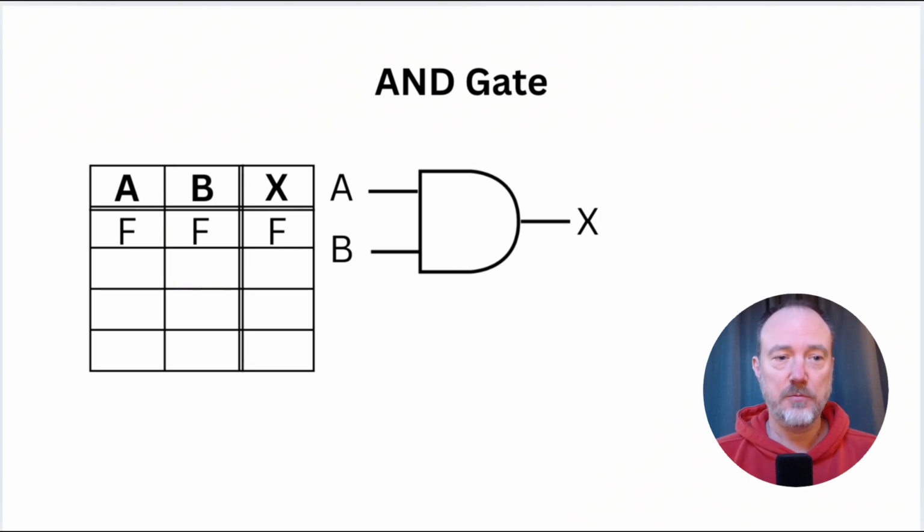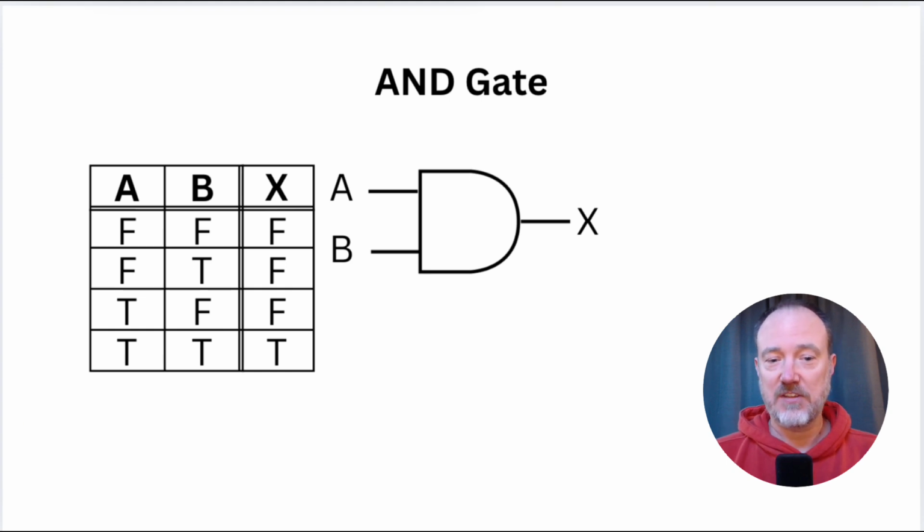The next combination will be if A is false and B is true. At this point, X is also false. The next combination would be as A is true and B is false, then X is going to be false. And then the last combination here is if A and B are both true, then X is true. So here's the full truth table here. And you can see that the only combination that results in a true is if A and B are both true. So A and B have to be true in order for X to be true.